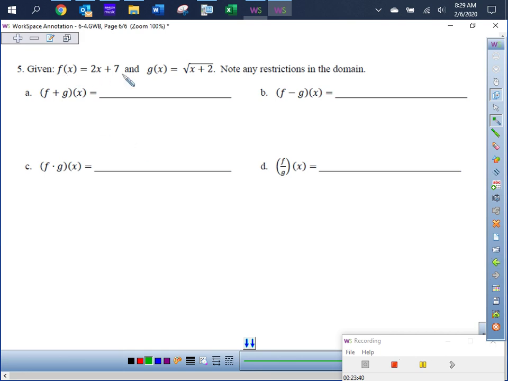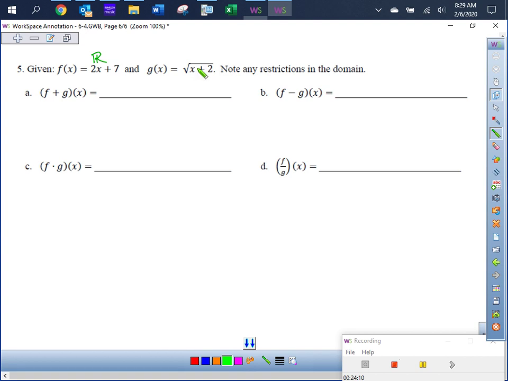First of all, F's party. Would you believe everybody's invited to F's party? And G's party, we have an even radical. So not everybody is invited. What can't you take the square root of, guys? What is something you can't take in the real number system? I can take the square root of 0, but what can't you take the square root of? Negative numbers.